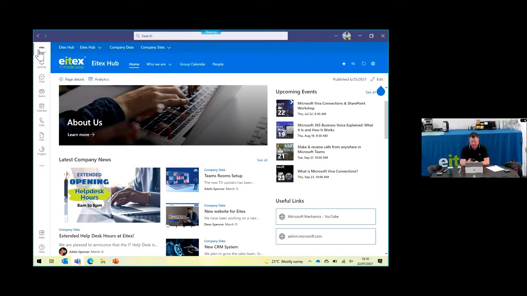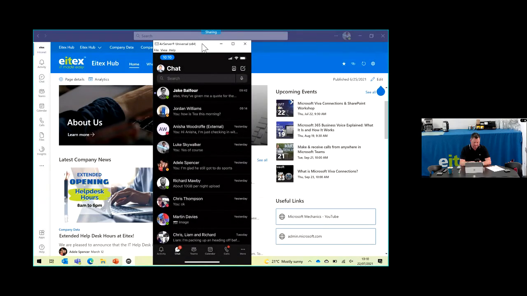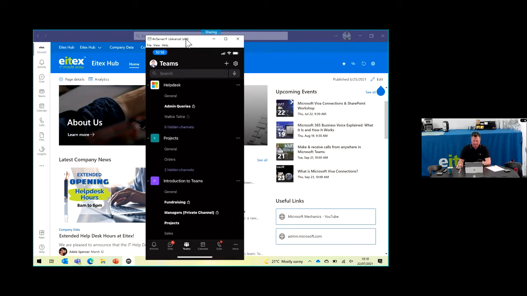So if I open my mobile phone now and open Microsoft Teams, what I can do is share this with you. So can you see, Jordan, can you see my mobile on the screen? Yeah, that's clear.